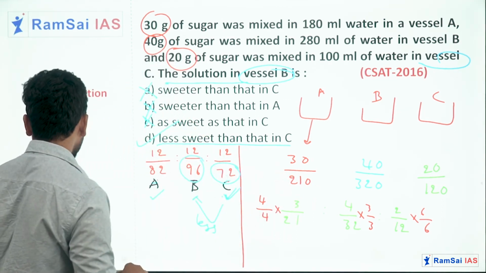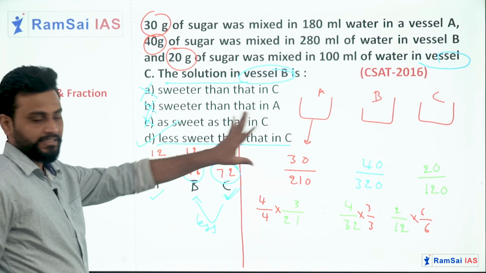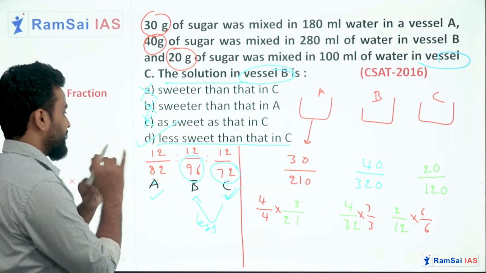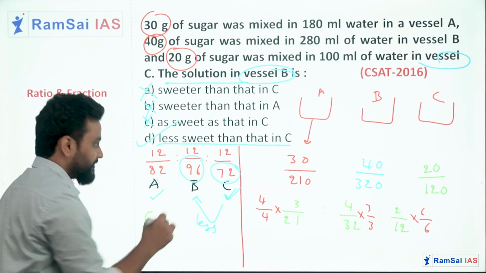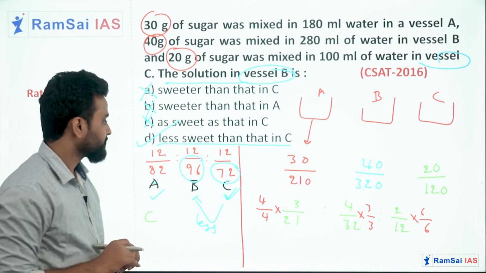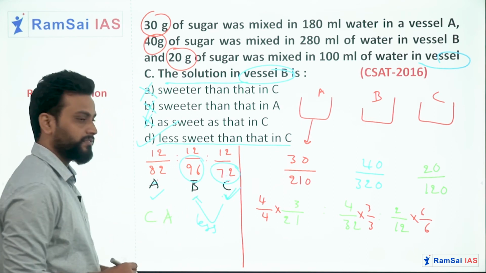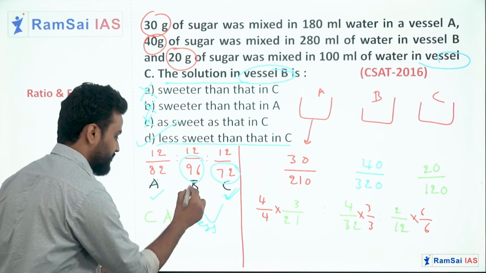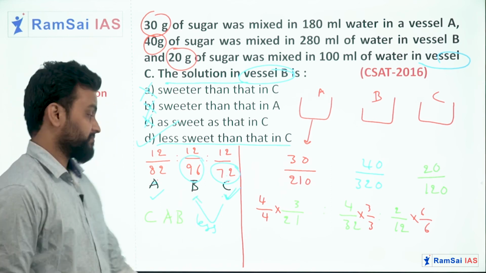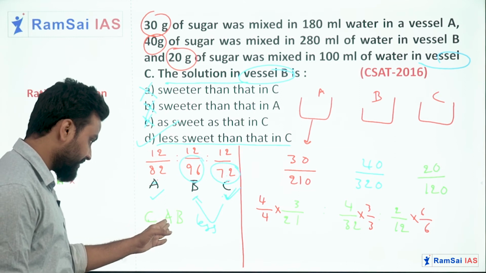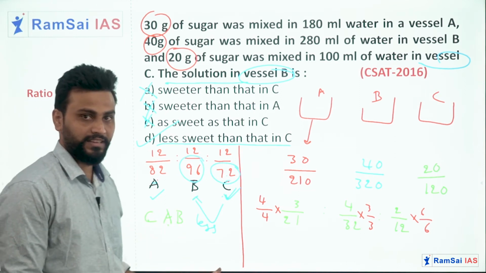Now, just let me compare. No, we got our required answer, but just let me compare. Vessel C is the sweetest one, vessel A is next to C, and vessel B is next to A. So, this is the sweetest, next sweeter one, next sweet one.